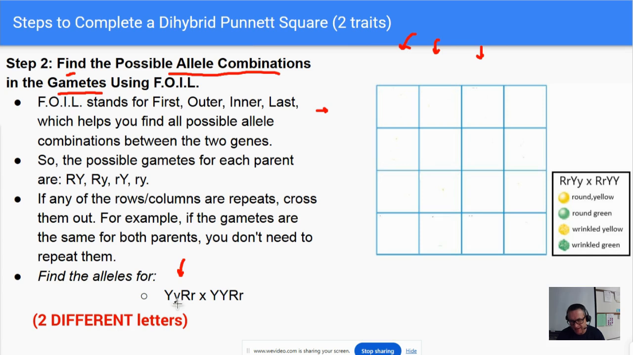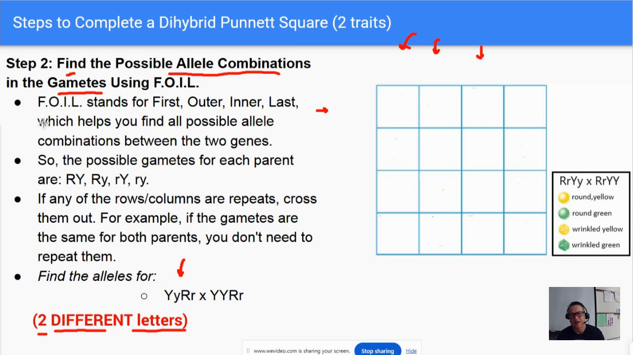Big Y, little y, big R, little r. So what you need to know is I need 2 letters above each of these columns, and I need 2 letters or alleles beside each of these rows. And they've got to be 2 different letters. That's Mendel's principle of segregation. So for example, the R's, big R, little r. Half the plants are going to get the big R allele, half the plants are going to get the little r allele, but they're not getting both because they're getting one from each parent.